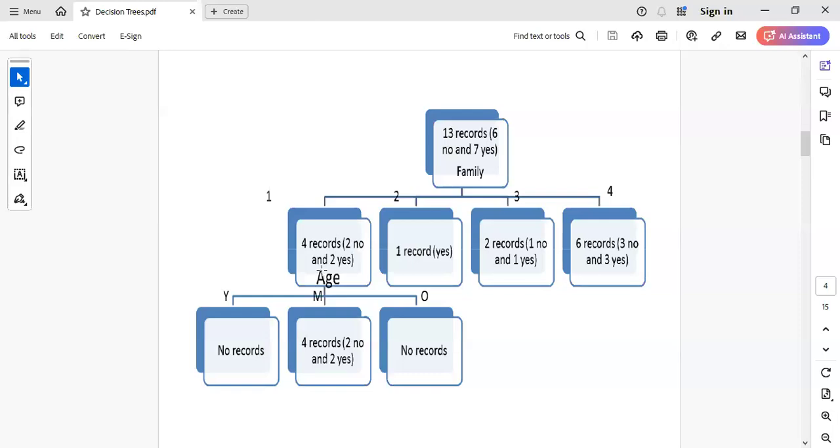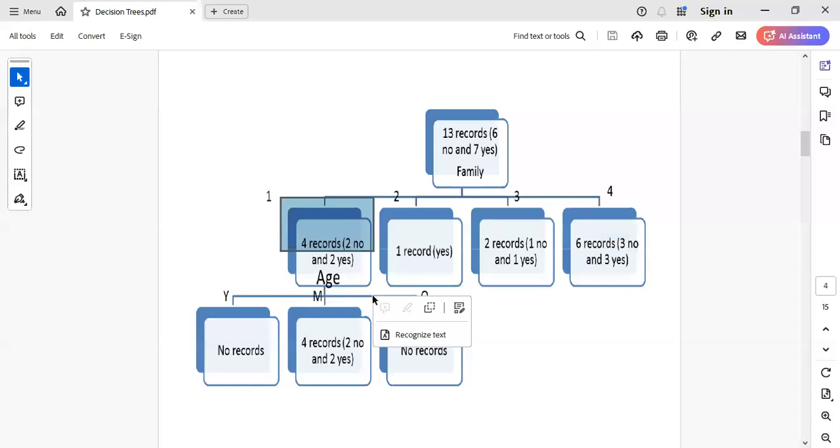Okay, so coming to the first category, it is not a leaf, so we cannot stop here, we need to continue. Second one, again it is a leaf, so we can stop here. The third one is not a leaf because we have two records, one yes, one no. We cannot stop here, we have to proceed further. Again there are 6 records divided into 3 no and 3 yes. We can split further. So let us take the first example.